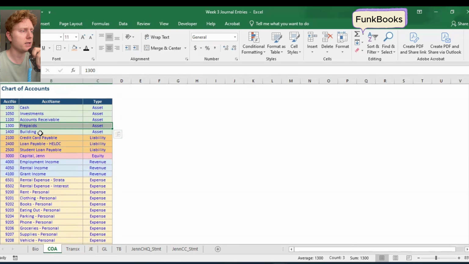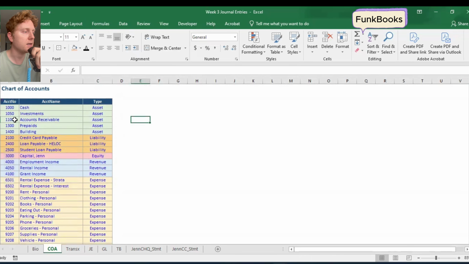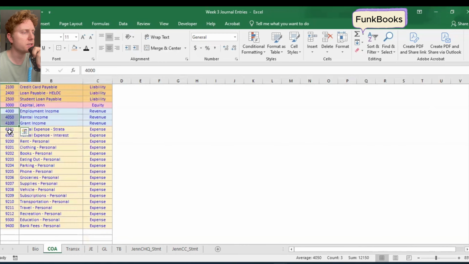The things to note here is firstly the account number, because this helps us keep everything organized when we start to build our general ledger, trial balance, financial statements, etc. So the numbering system we use is quite important, right? For assets, you can see I've used a 1 for the first number. Liabilities, I use 2. Owner's equity, I use 3. Revenue is 4. And then expenses, I switch a bit.